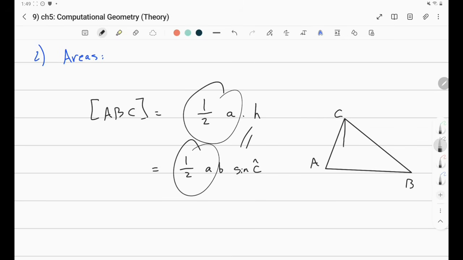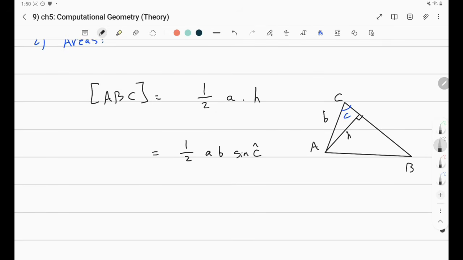And that's, of course, very easy to prove, because if you just drop the height from A, like this, and you want to figure out this height H, then you can just look at this angle C. Sine C is just the height over B, over the hypotenuse. So yeah, that's it. B sine C is going to be H, right? So we have this one. What do we also know?